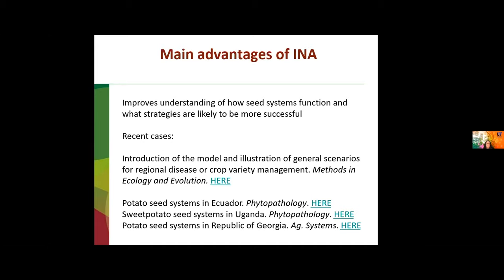Then the advantages of impact network analysis are its use to improve understanding of how seed systems function and what strategies are likely to be more successful at changing those seed systems so that they'll be more useful for the people in them and more equitable. As some examples here, we've got an introduction to impact network analysis and illustration of scenarios in it for looking at managing the spread of regional disease or improving the spread of crop varieties. Then here are some examples as well for potato seed systems and sweet potato systems in Ecuador, Uganda, and Georgia.